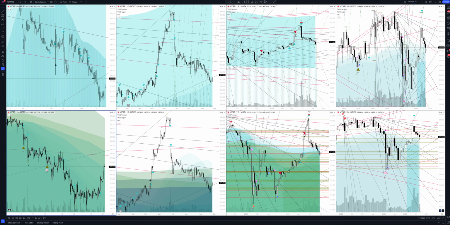Today we will take a look at MTS stock. Let's analyze the market situation and find out how you can make money on it. Let's start.